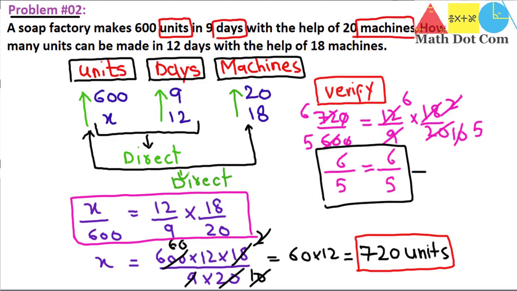Hence it is verified, you can say proved, that our answer is right. So this is how you can solve the problems related to the compound proportion by using the trick or the method that I have discussed in this lecture. So I hope after this lecture you will be able to solve any problem related to the compound proportion. That's all from today's lecture.